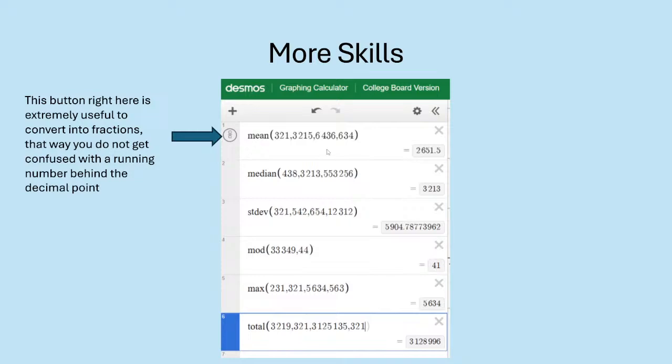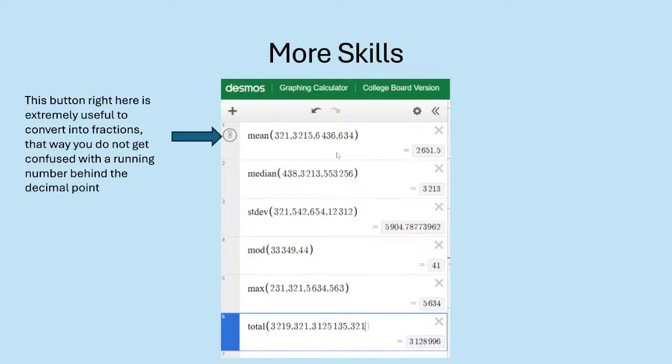Right here, I'm going to circle it. This is the fraction button. It shows you the simplest form of a fraction. Let's say you feel unconfident with a large decimal. You can click that and it will give you a simple fraction. And we have the mean function, where you type in mean and then, inside the parentheses, the numbers. If it asks for the mean of such values, you can just type everything out.